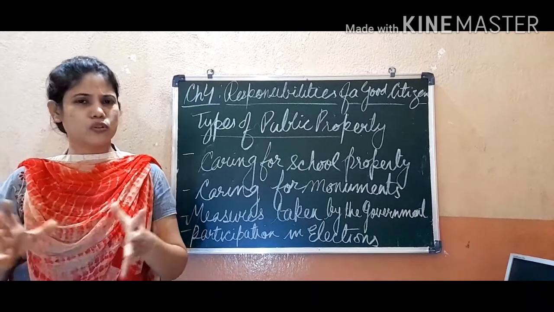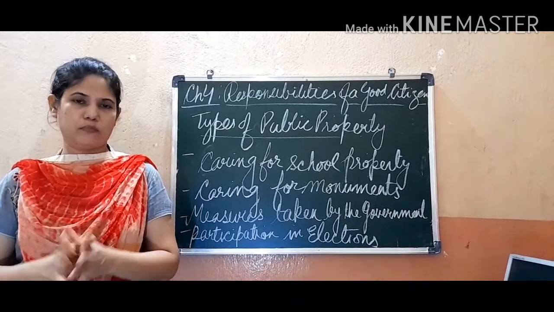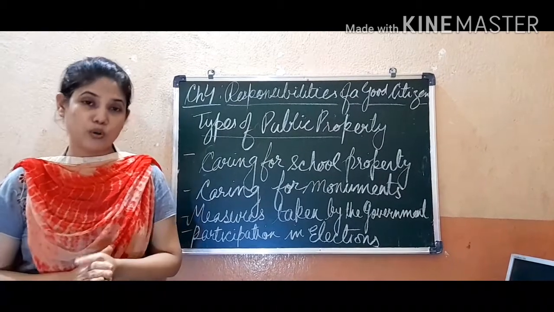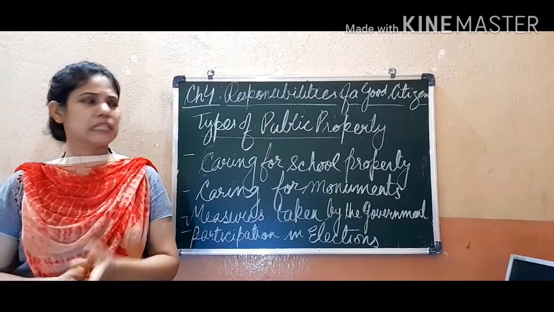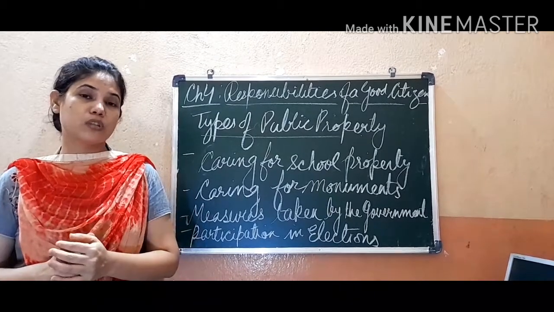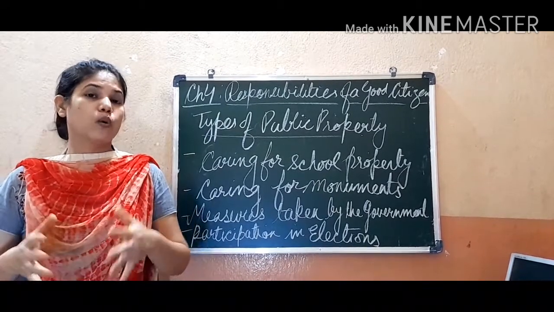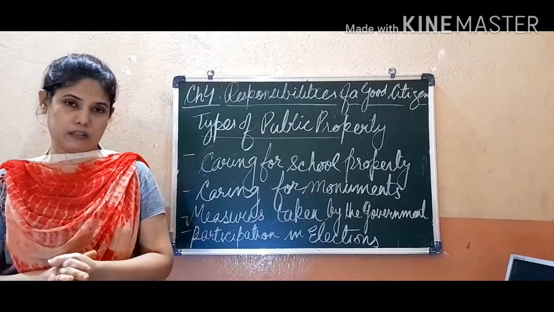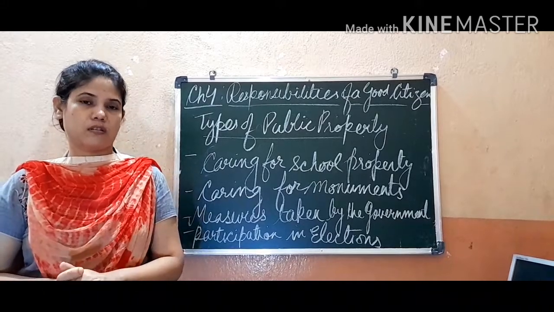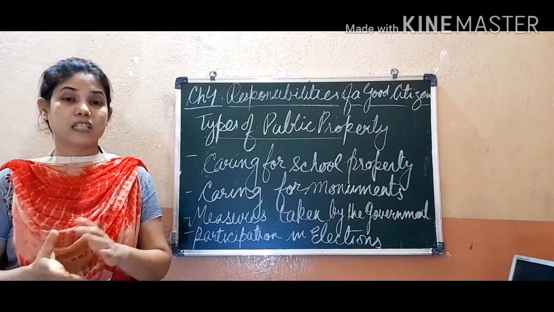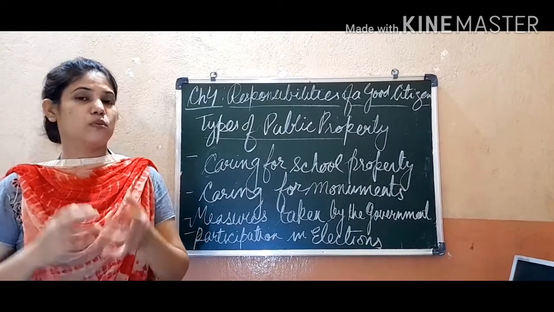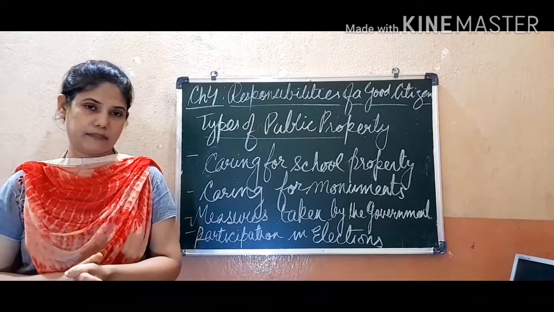Every year, thousands of people from different parts of the world come to visit these places to see these monuments of historical importance. And the second type of public property is the property that we use in our day-to-day life, without which our life will be very difficult. For example, schools, colleges, roads, hospitals. If we don't use them, it will be difficult for us in our day-to-day life.